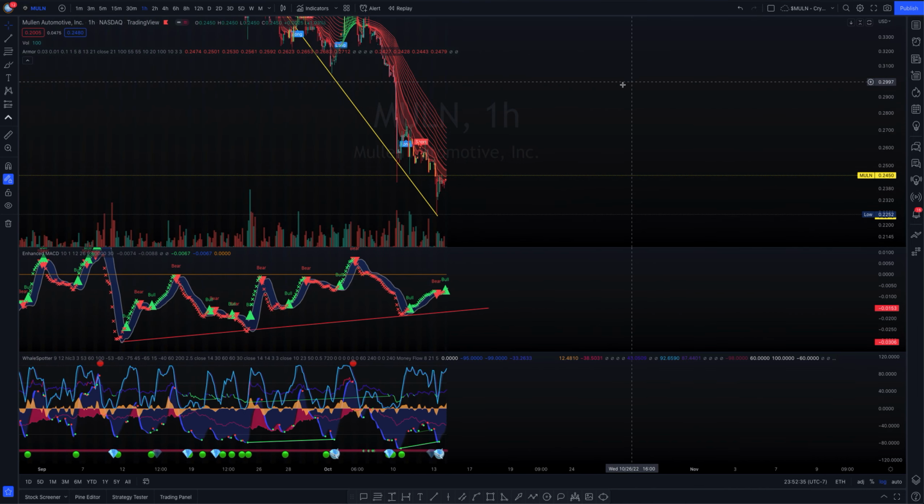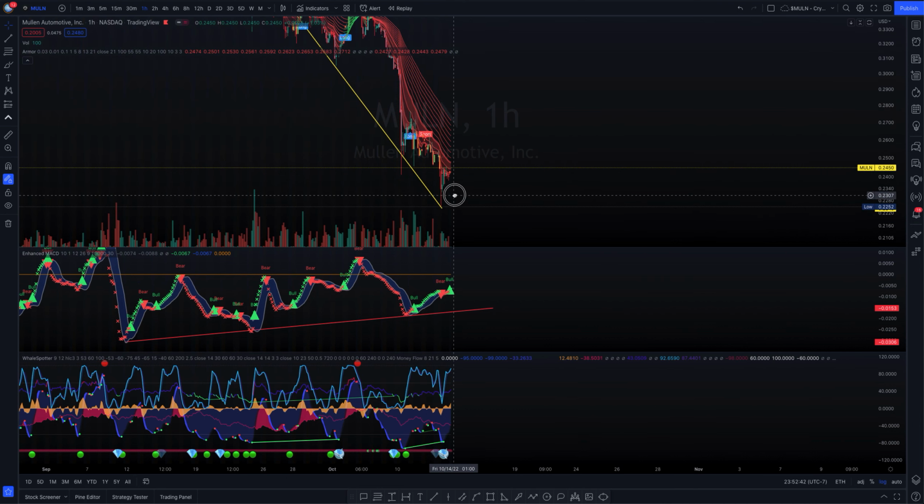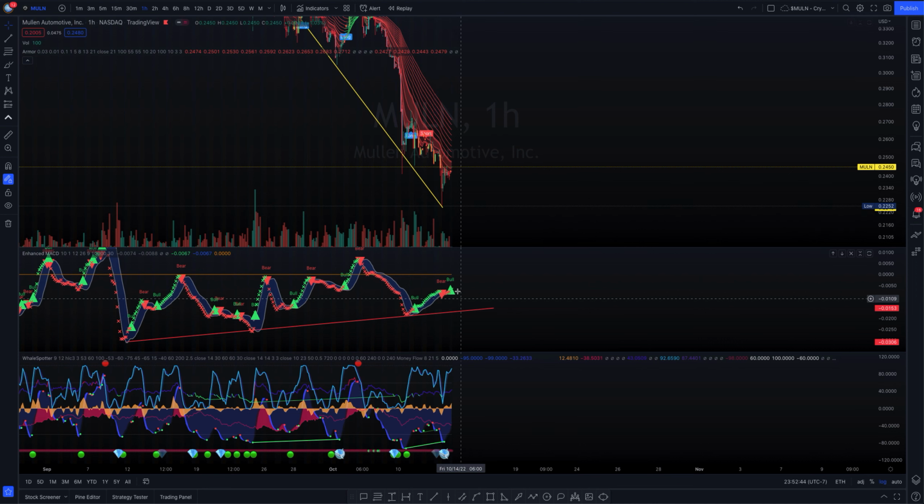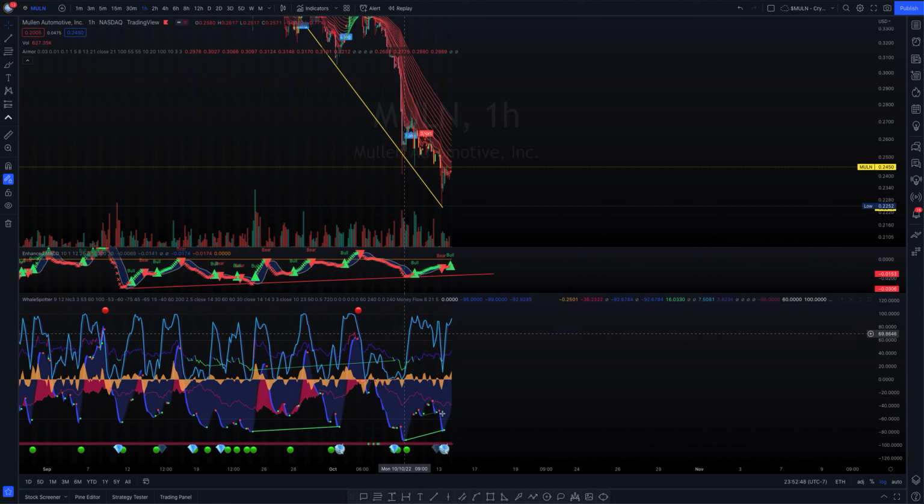So the 1 hour ARMOR indicator is giving us a short signal, and it has not created a long signal just yet. The enhanced MACD has. Now the bottom one, this is the ARC whale spotter. We are starting to see several drives of bullish divergence.